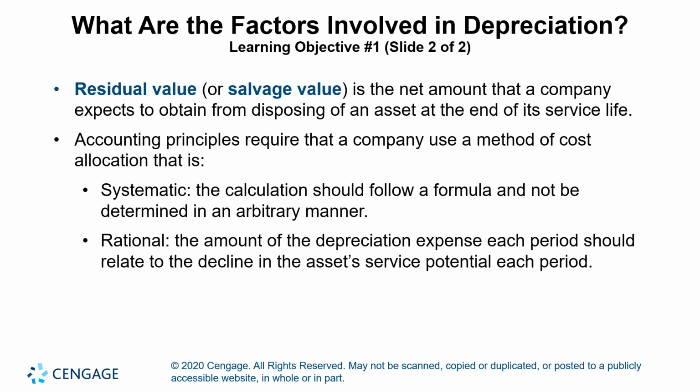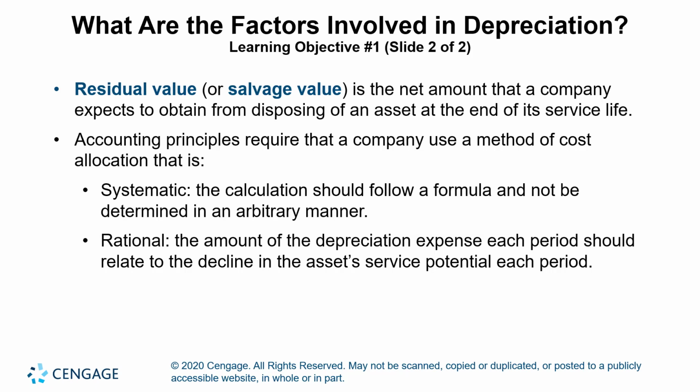Residual value is an important number. It's also referred to in many places as salvage value. It is the net amount that the company expects to obtain from disposing of the asset at the end of the service life. Accounting principles require that a company use a method of cost allocation that is systematic. The formula should be systematic and not just arbitrary, and it must be rational. The amount of depreciation expense in each period should relate to the decline in the asset's service potential each period.